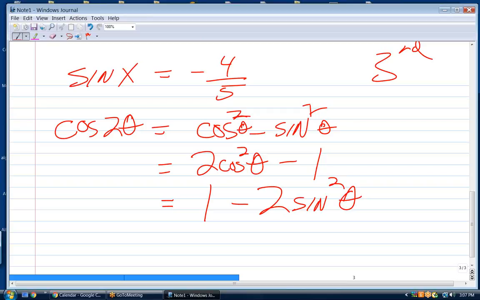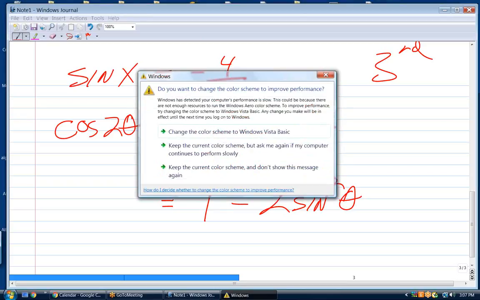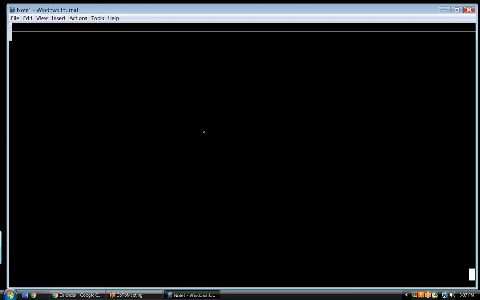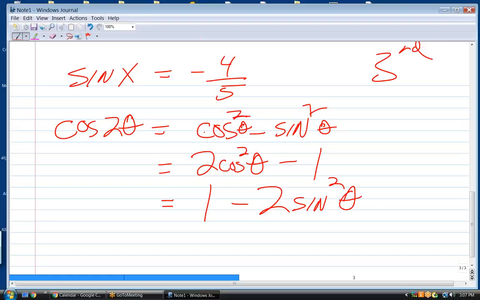2 cosine squared minus 1. We don't know what cosine squared is. Can we use a triangle? Well, we could, but that would be an extra step. Why don't we just use this one?